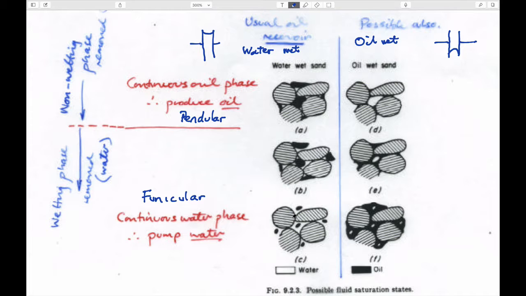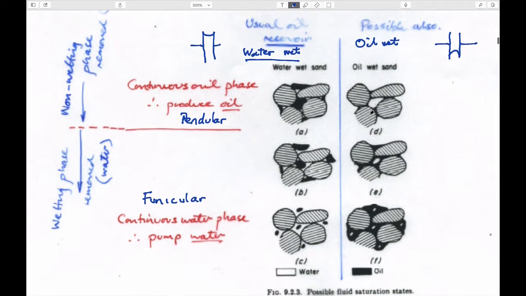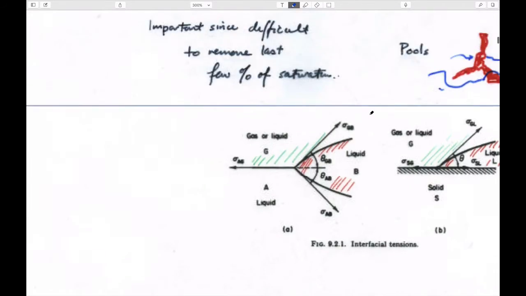If the material happens to be, instead of water wet, which is the case for most of our systems, the opposite, then it just looks the opposite, and we'd have to deal with it that way. But let's not complicate matters. So this is a fundamental behavior that we have to be aware of. Okay? There's a discussion of this.